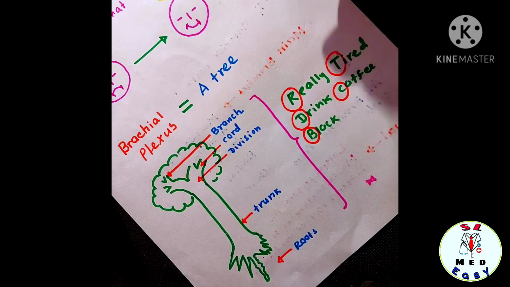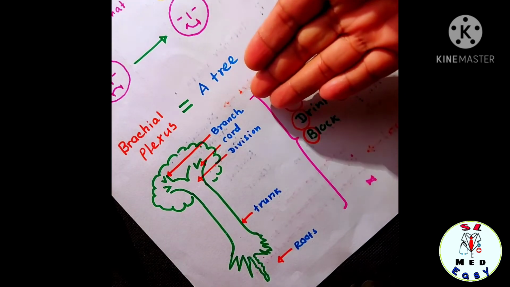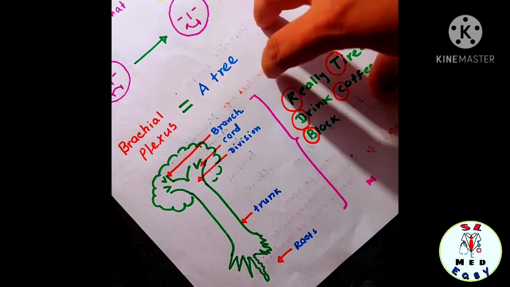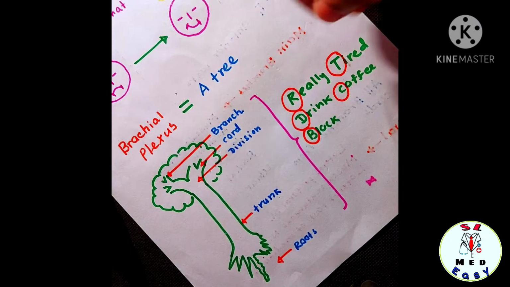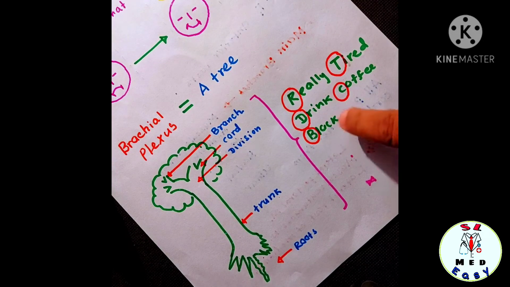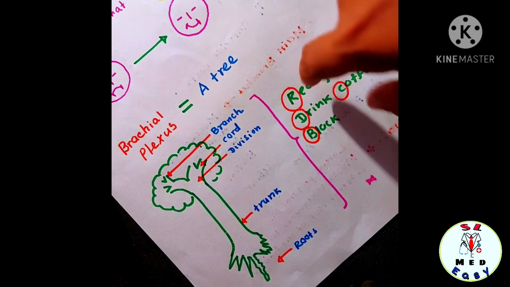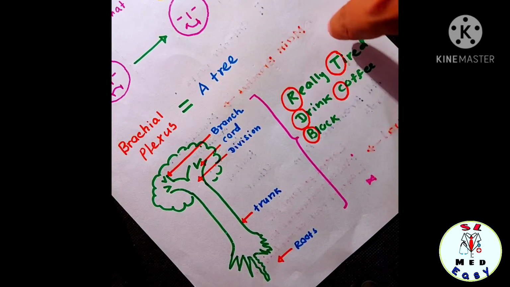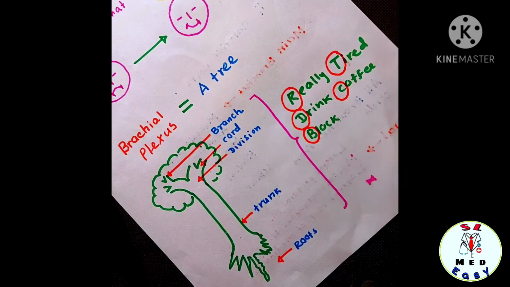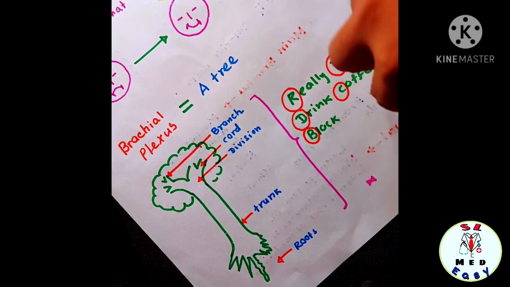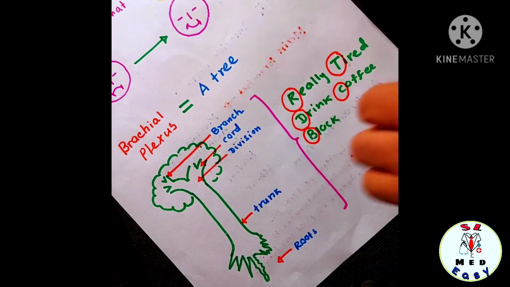If someone finds it difficult to remember these parts of the brachial plexus, we can remember them with this mnemonic. This mnemonic is "Really Tired, Drink Coffee, Black." R means roots, T means trunks, D means divisions, C means cords, B means branches, right?